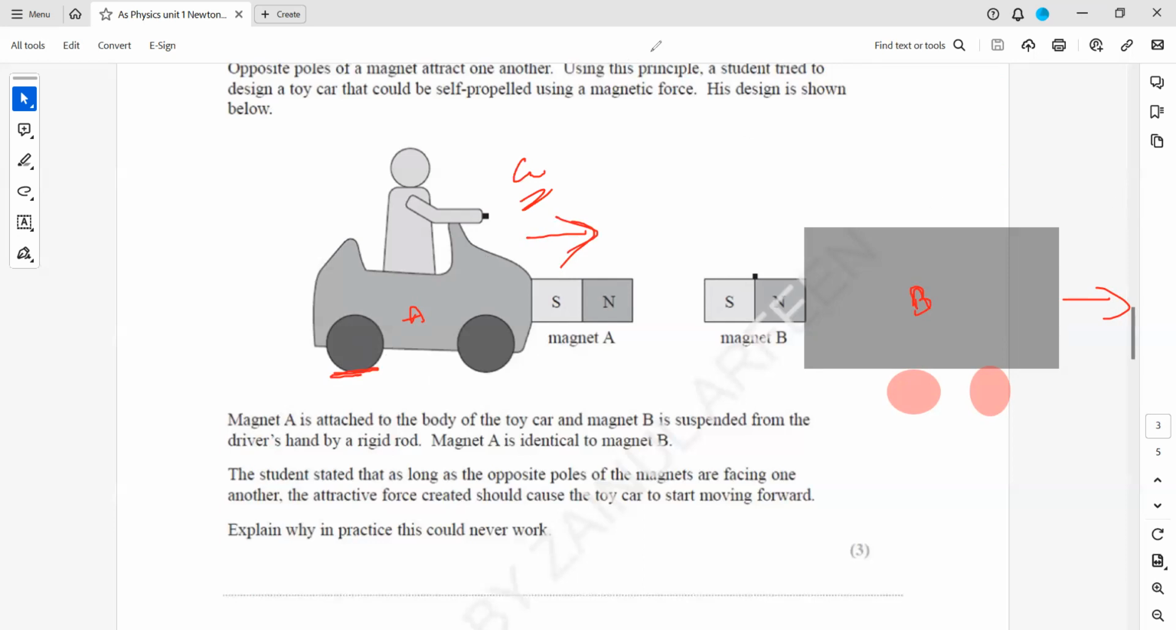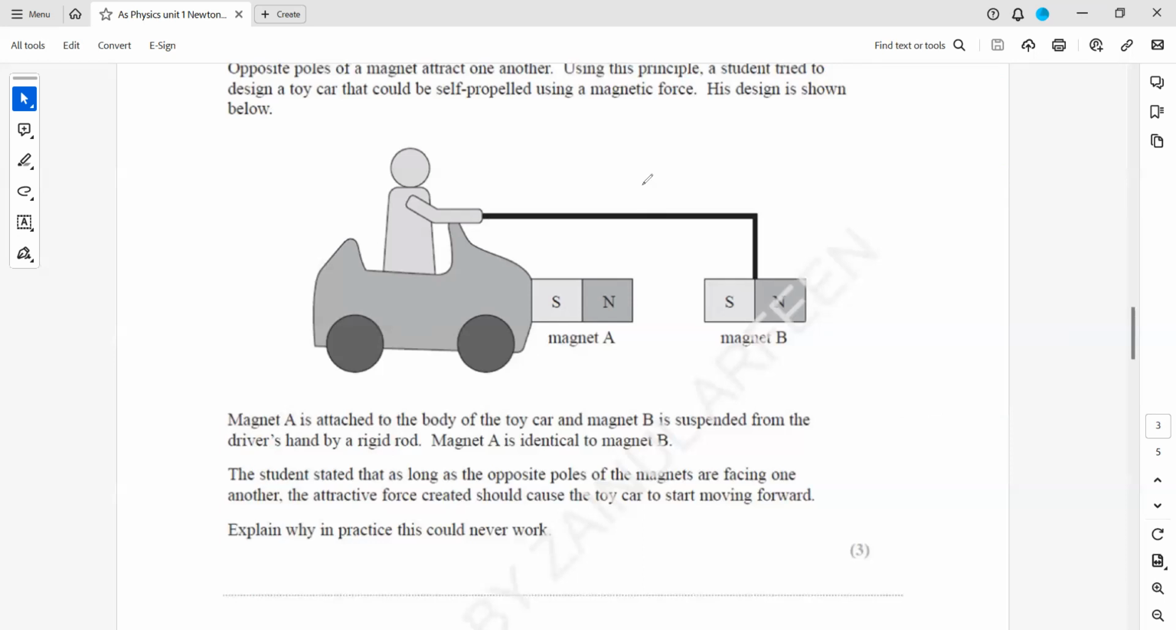But because they are connected by the same line, in this case, magnet B cannot cause an acceleration to a car which is attached to magnet A. Any doubt in this?